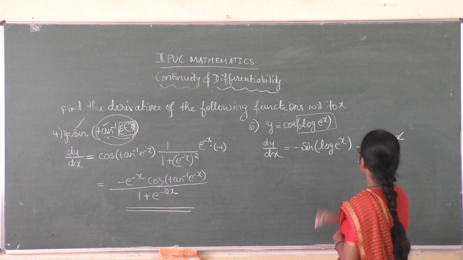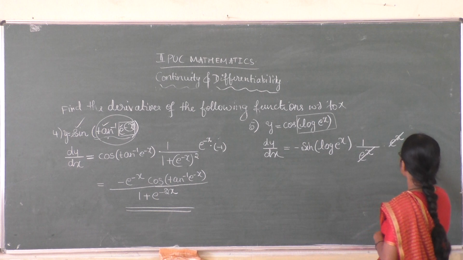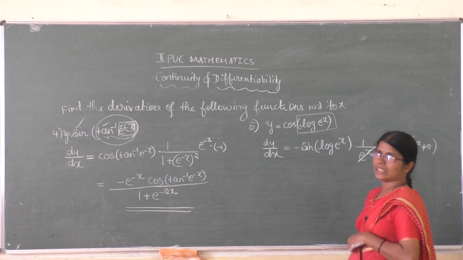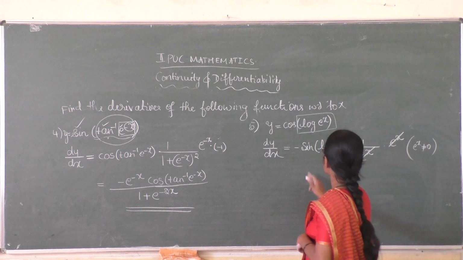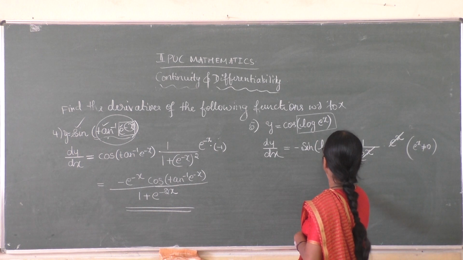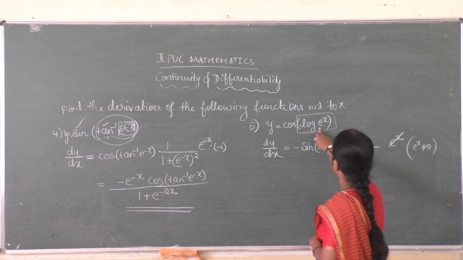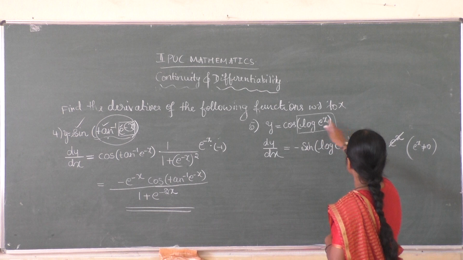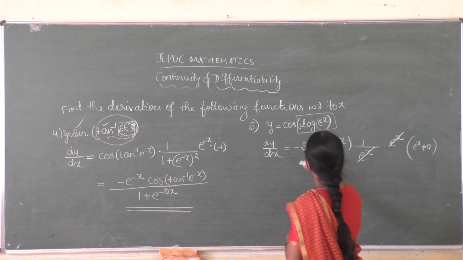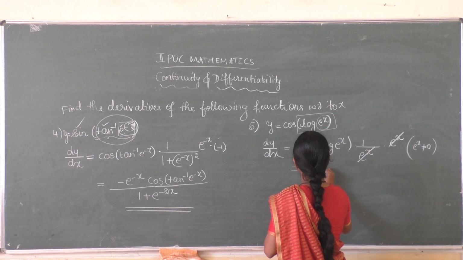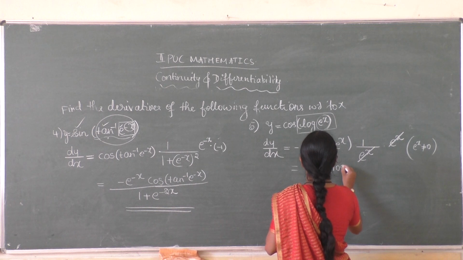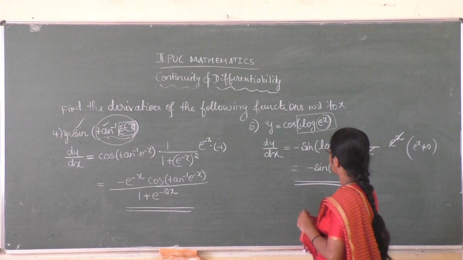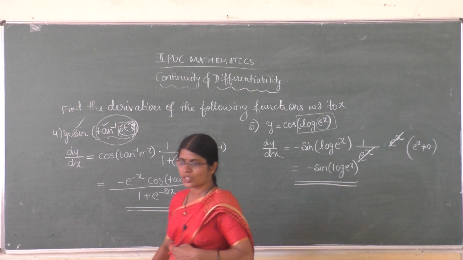So this and this cancels. You can directly cancel this because exponential function never be equal to 0. So this is minus sine log e to the power x. Derivative of log e to the power x is 1 by e to the power x, and e to the power x is e to the power x here. So this becomes minus sine log e to the power x. So this is the derivative of the given function.